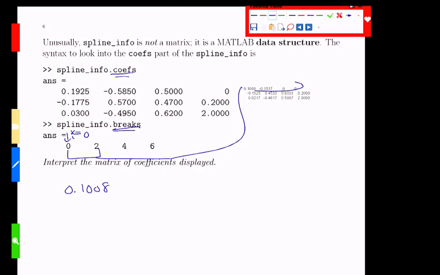Oh, I messed with the slopes. That's what happened. The slopes were different. x minus 0 cubed minus 0.1517 times x minus 0 squared plus 0x plus 0. That's on the interval 0 to 2.